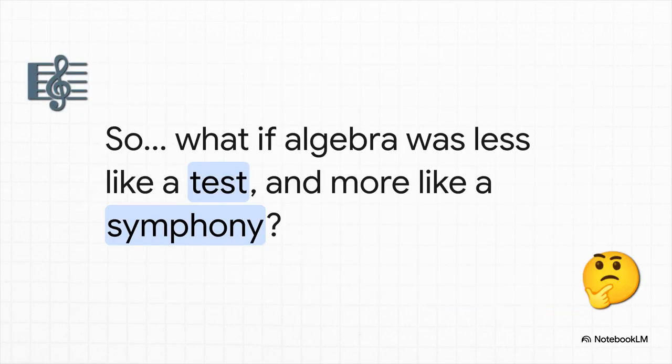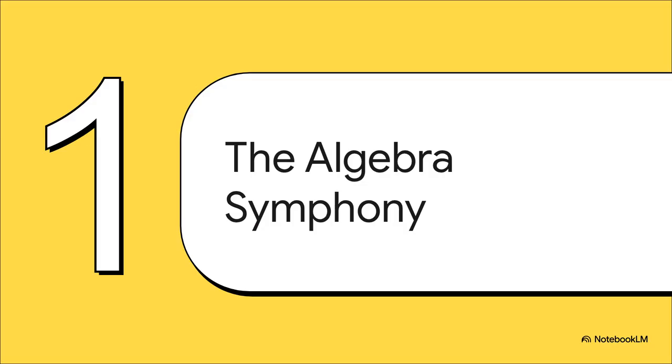So, let's just run with that idea for a minute. What if algebra was less like a dreaded test and a whole lot more like a symphony? A grand arrangement where every single part has its place, and they all work together to create something amazing. That's the lens we're using today. Let's start our first movement, the algebra symphony. We're going to see how polynomials are pretty much math melodies, these cool expressions that combine different mathematical pieces in really harmonious and predictable ways.